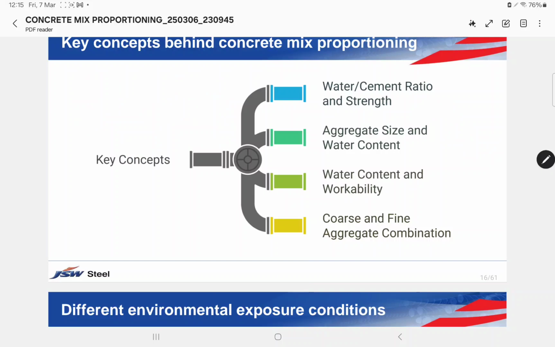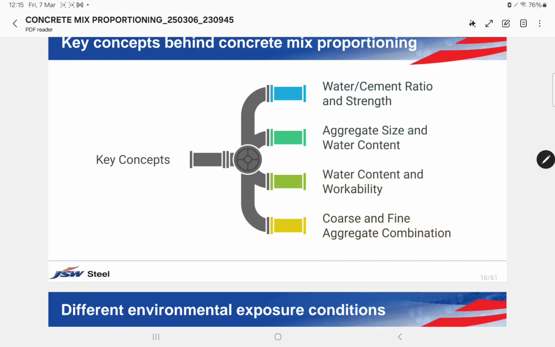Next, water content and workability. There is no need to explain much here, because water is the only liquid material out of all the other materials. So if you need highly workable concrete, then you need to increase your water content.